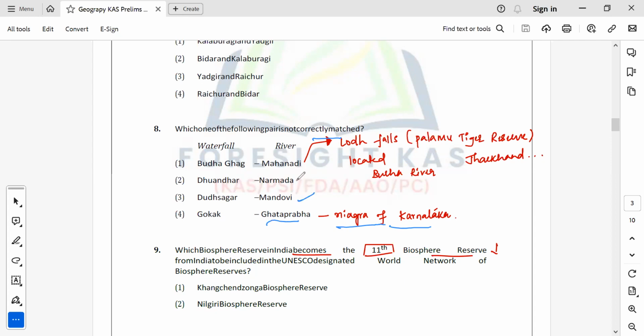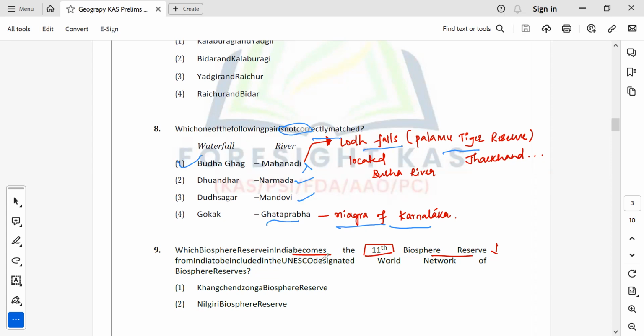Dundahar Falls, Narmada, near Jabalpur. So of course this is a wrong answer, not correct. Buddha Bagh is on the Burha River, which comes under Jharkhand, and there is also the famous Palamu Tiger Reserve there. So very important. It is also called Lodh Falls.